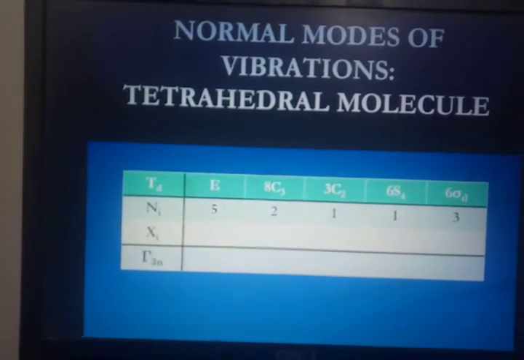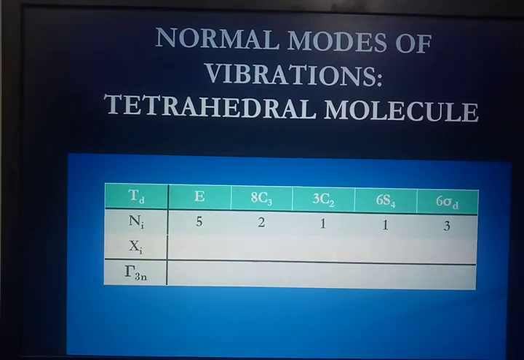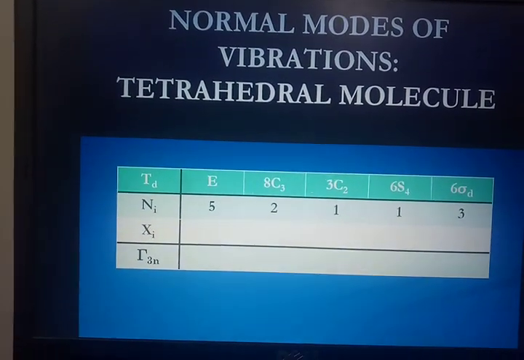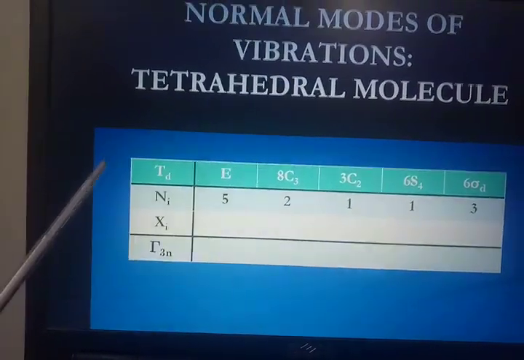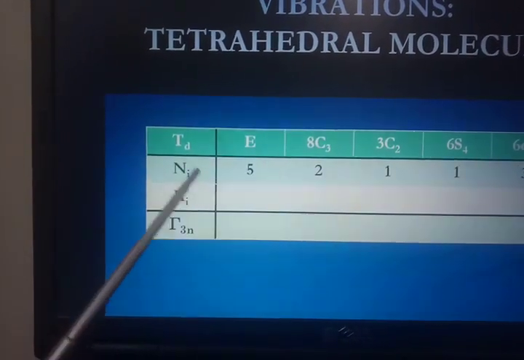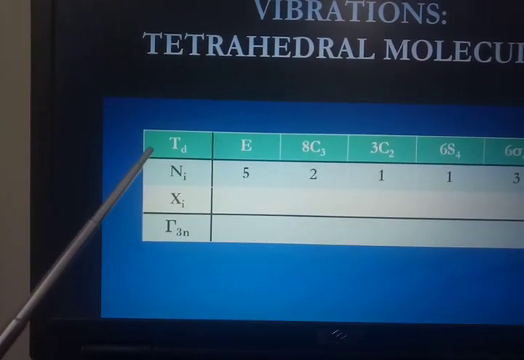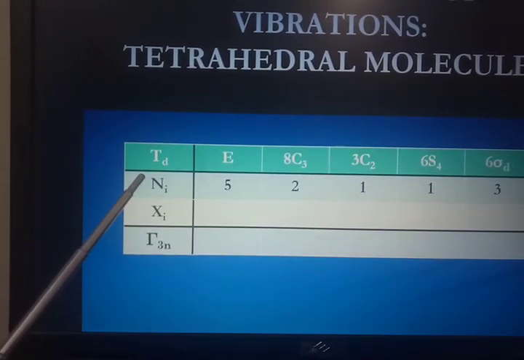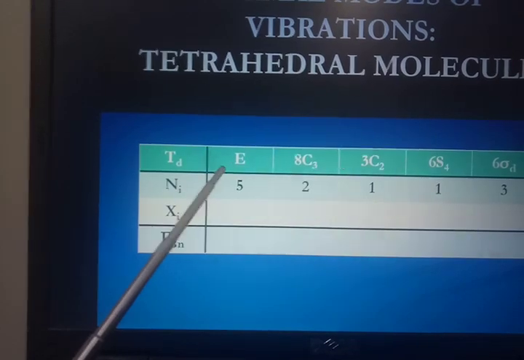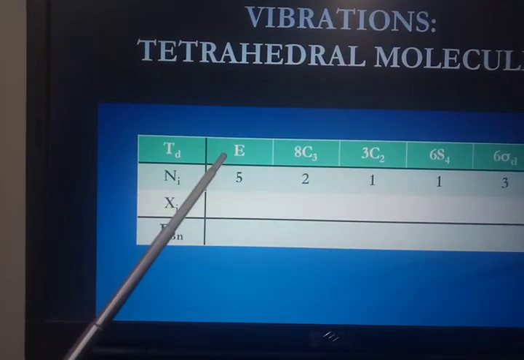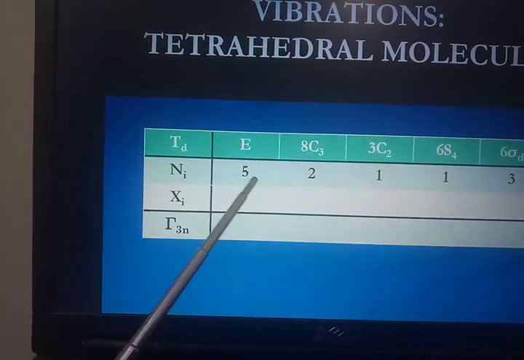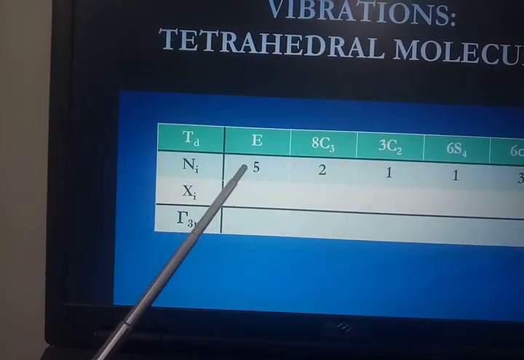Now, in a tetrahedral molecule, we will be using the shortcut method, and in this shortcut method we have to determine these two values, Ni and Xi. Ni represents the number of atoms whose position remains unchanged during a symmetry operation. When we consider the identity operation, we are carrying out no change, so the position of all the 5 atoms will remain the same, and thus the value of Ni will be equal to 5.